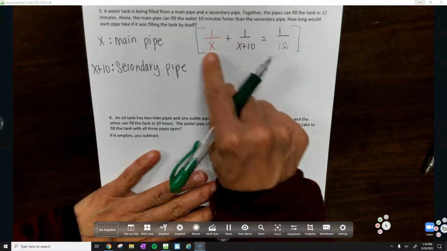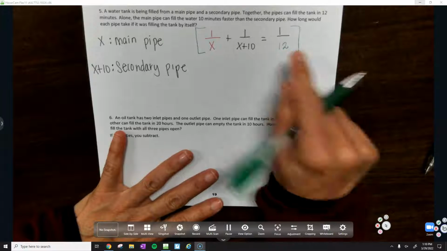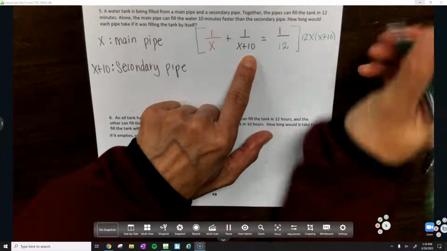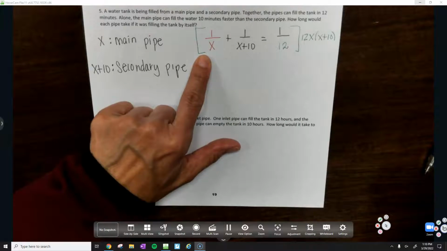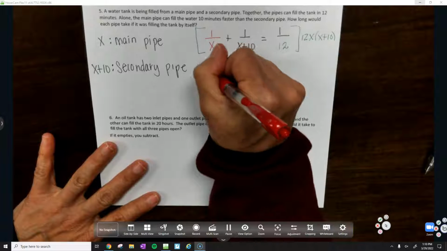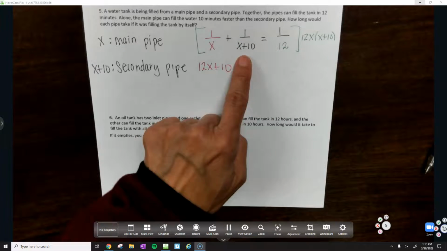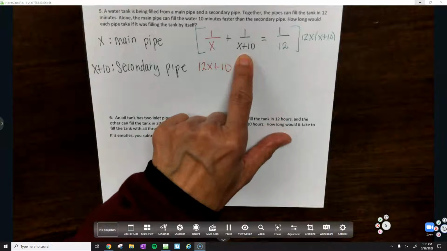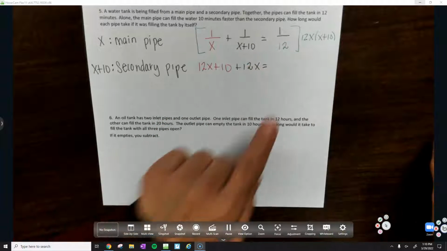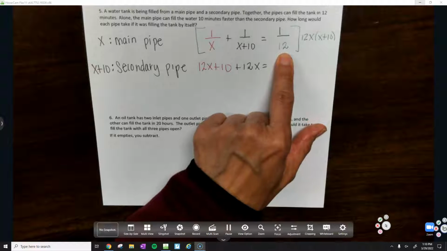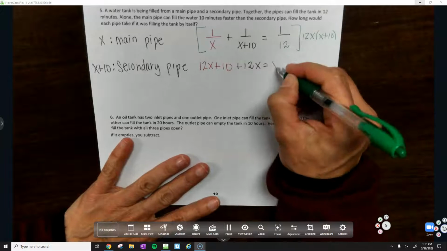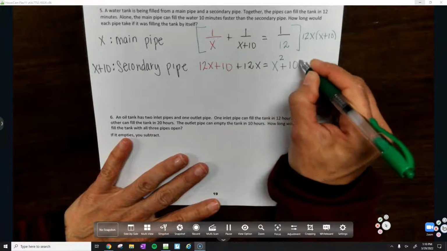So our LCD is going to be all of these denominators multiplied together: 12 times x plus 10. When I distribute to the first fraction, the x's are going to cancel out. It's going to be 12 times x plus 10. I'm going to go ahead and distribute. For the second fraction, the x plus 10 is going to cancel out. That's just going to leave a 12x. On the other side of the equal sign, the 12s are going to cancel out, which means it's going to be x times x plus 10. And we're going to distribute to get x squared plus 10x.